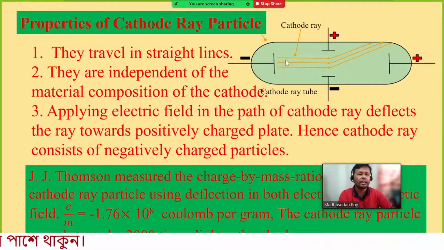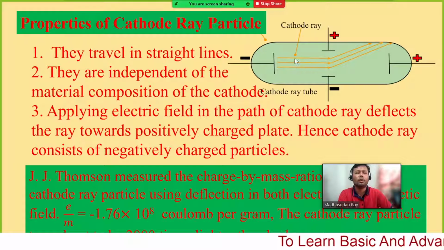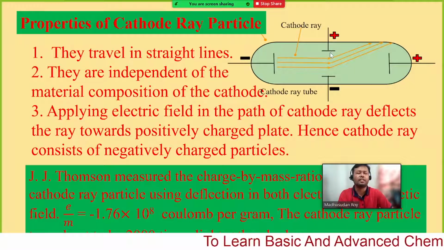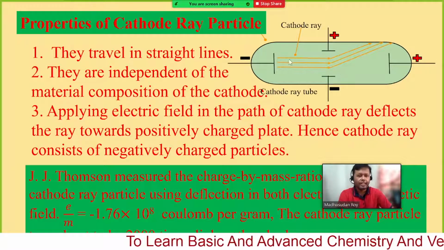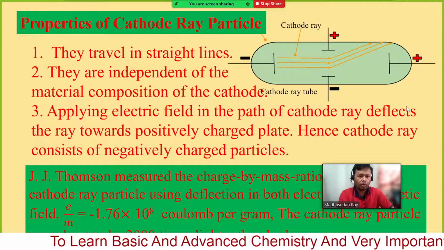Here we have seen that electrons are negatively charged because the negatively charged electrode or the electric field repels the ray. That means this ray is negatively charged, therefore this negative charge repels it, and this is positively charged, so it attracts the ray towards itself. Therefore it is bent this way, not the opposite.